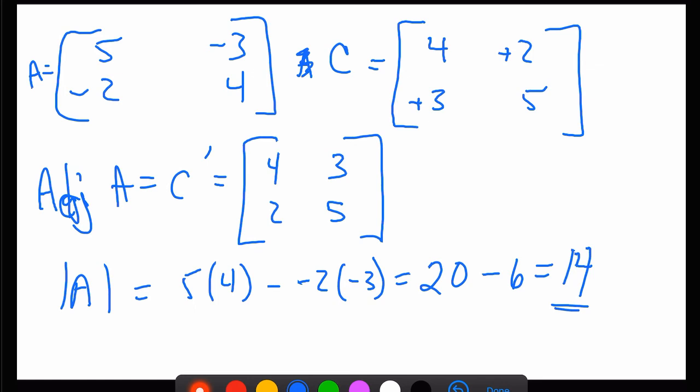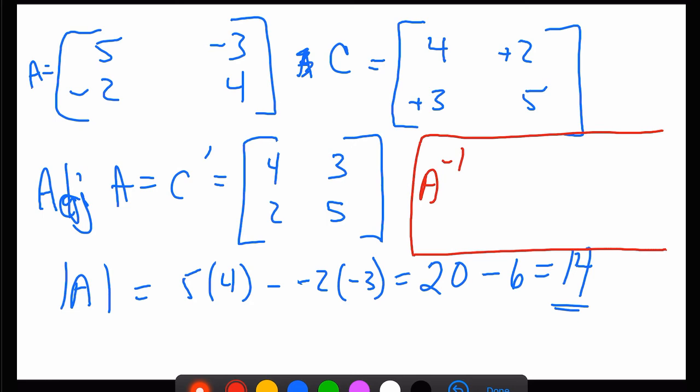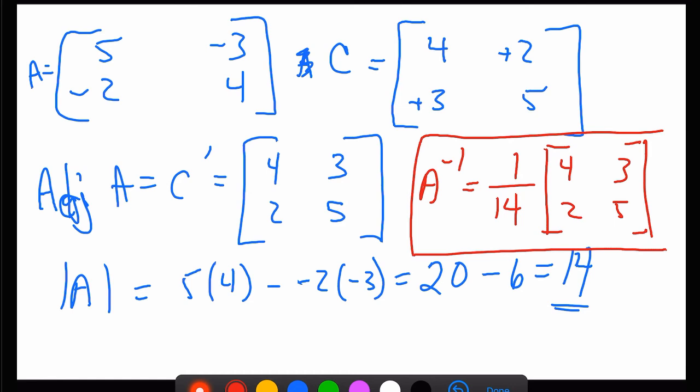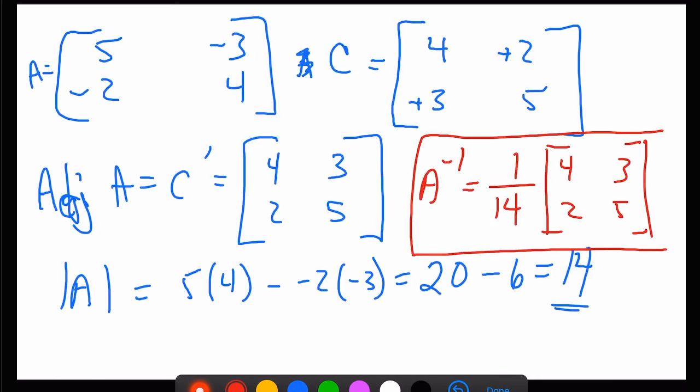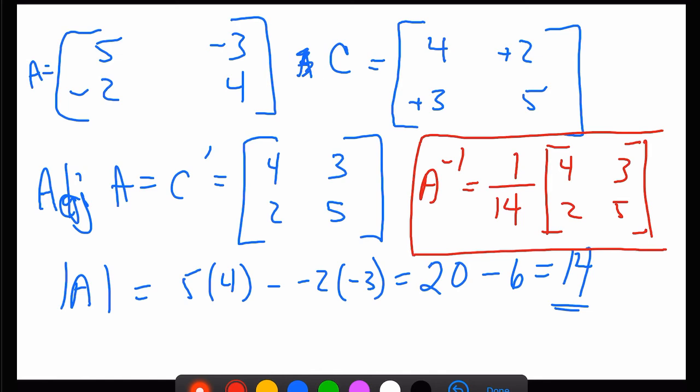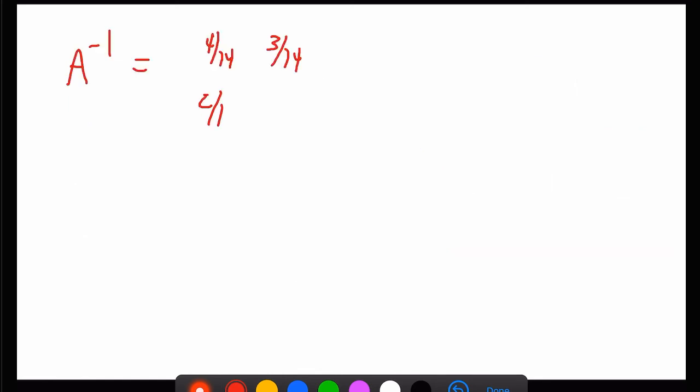Are we good? Yes? So if we block this out, A inverse is 1 over 14 times 4, 3, 2, 5. Okay? Yes? So inverse A is 4 fourteenths, 3 fourteenths. And you're like, how come we're always getting 14? Because I do 2 fourteenths and 5 fourteenths.